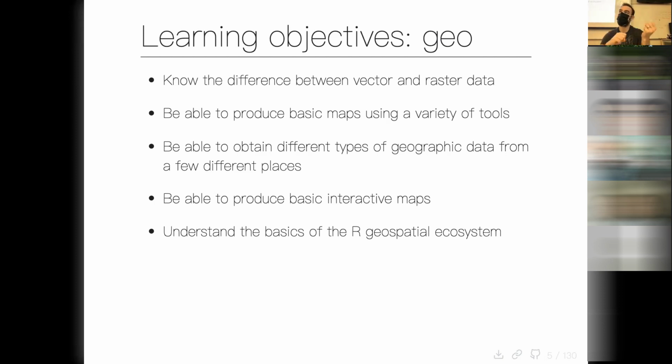If you remember when we were talking about saving plots with ggplot, it's the exact same sort of thing, vector versus raster. Be able to produce some basic maps using a variety of tools in R, and be able to obtain different types of geographic data. We will mostly talk about obtaining vector data, but we will talk a little bit about some raster data, specifically elevation data, which can occasionally be useful, but not super often in my experience anyway.